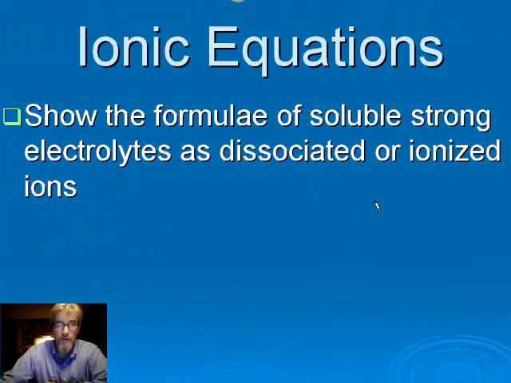The next type of equation is called an ionic equation. An ionic equation gives us a little bit more information about what's really going on in the reaction. It shows the formula of soluble strong electrolytes.